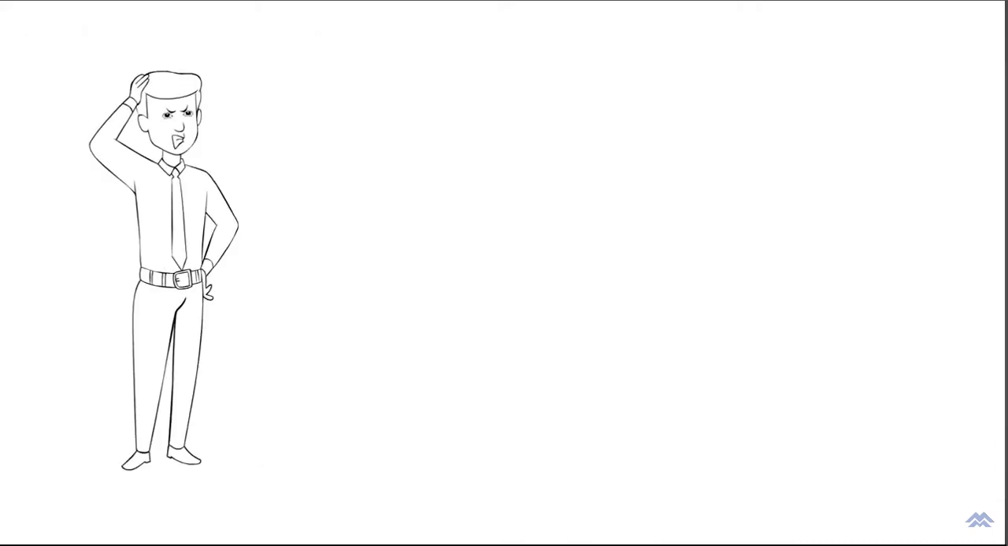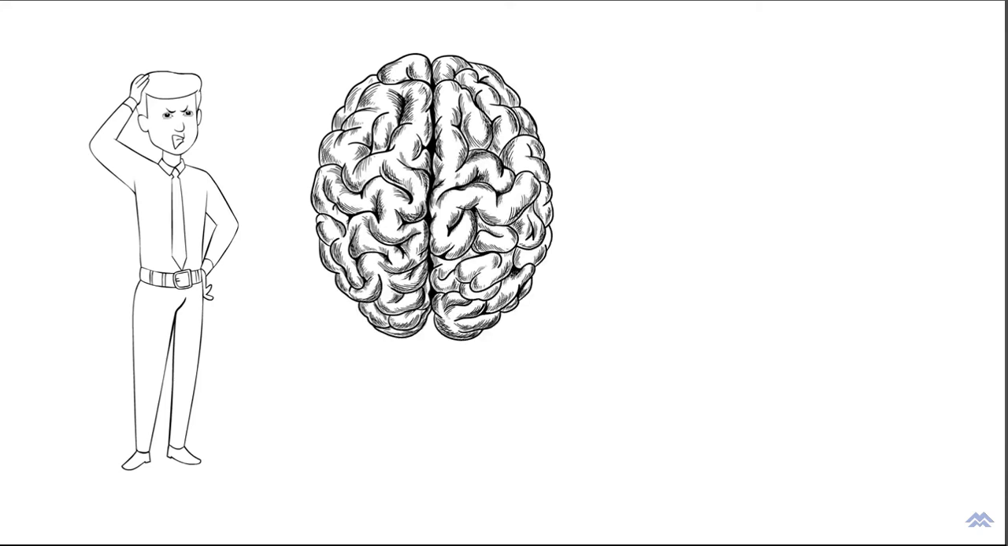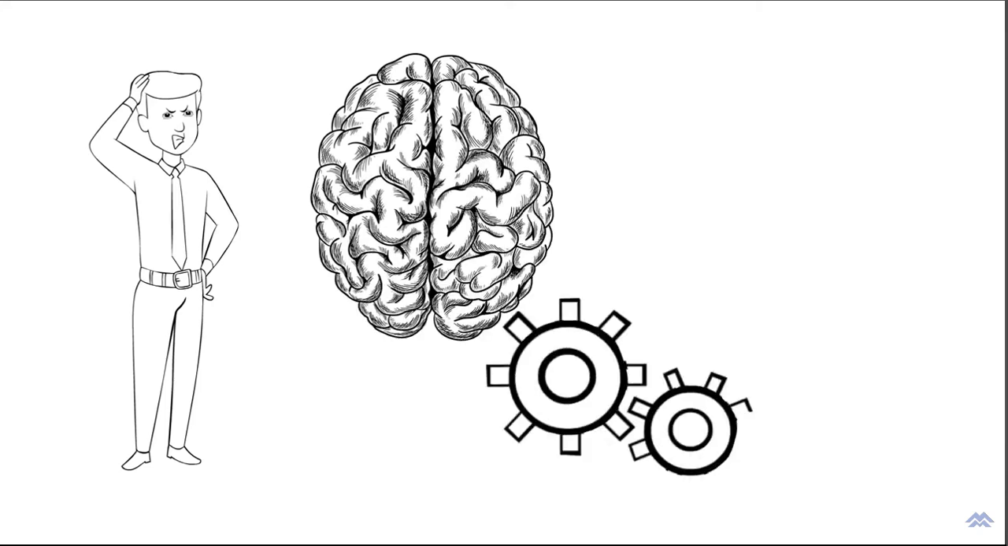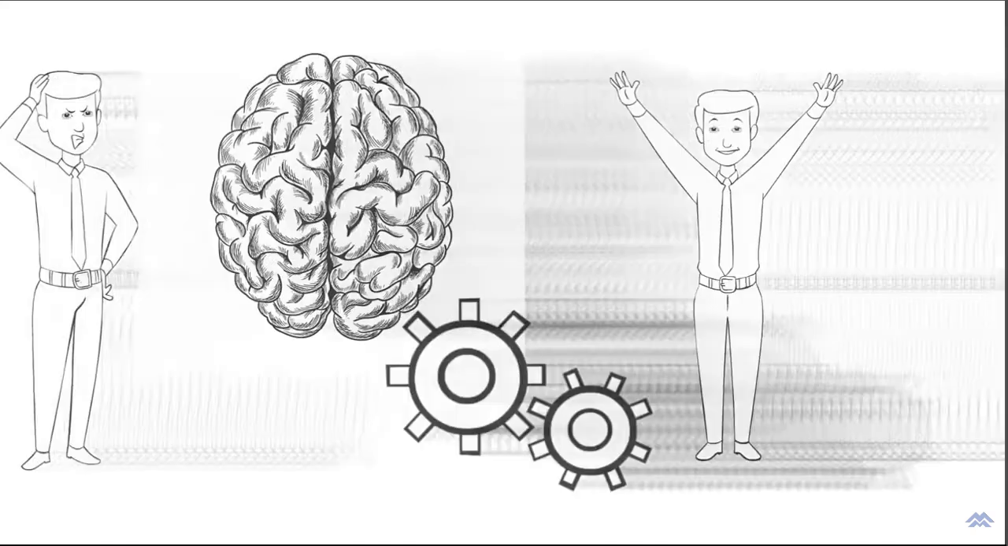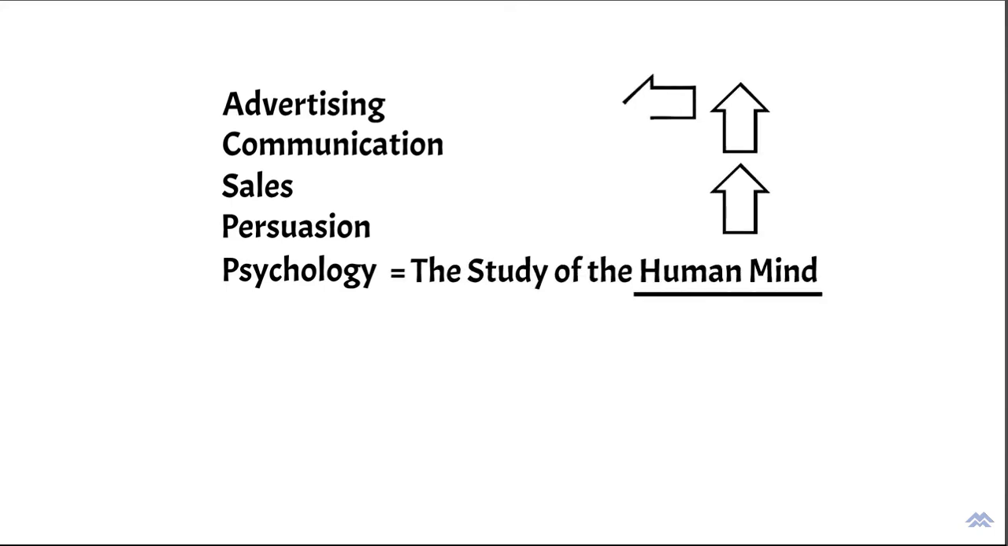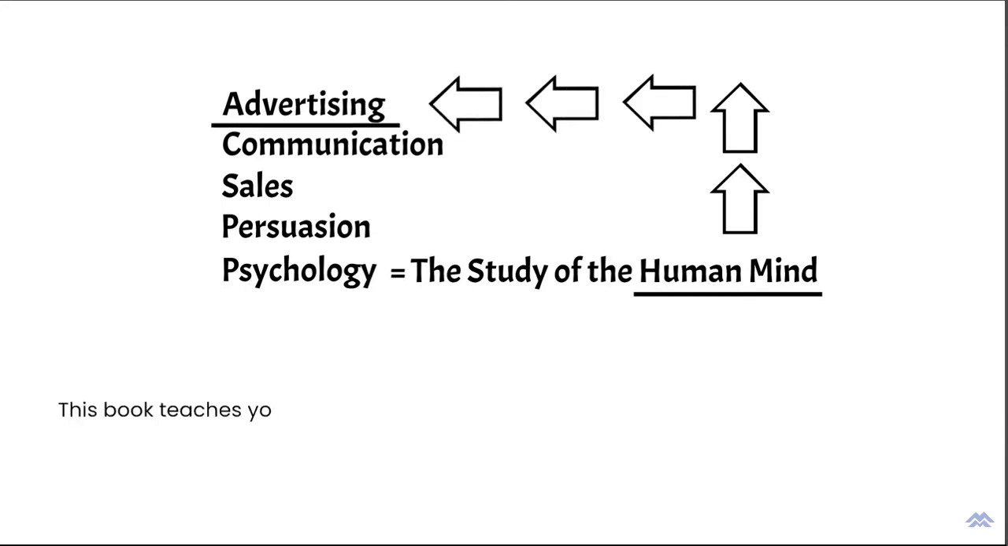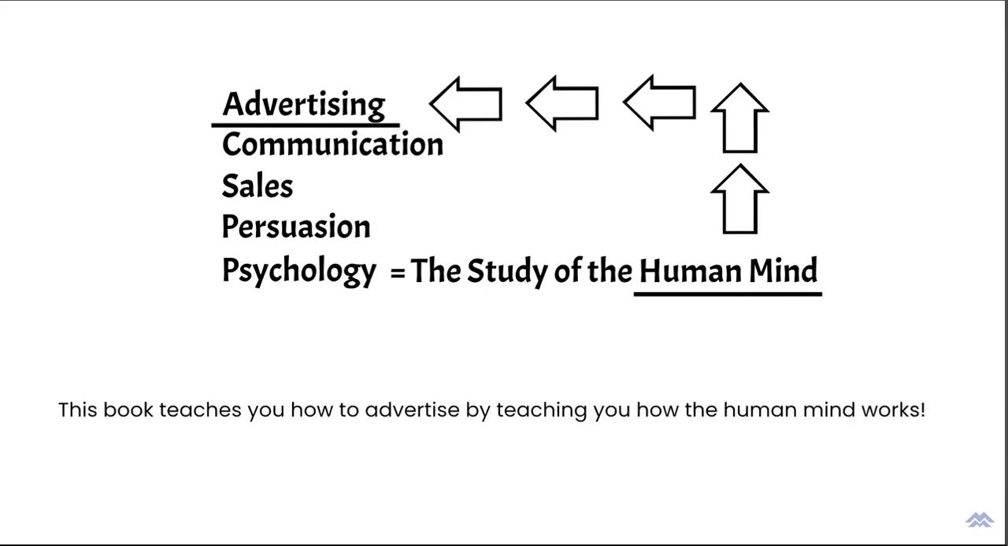So then how do you sell your product or service to people? How do you persuade them? It really isn't that hard if you know human psychology and how the human mind works. According to some deductive logic, Drew illustrates, advertising is a subset of communication, sales is a subset of advertising, persuasion is a subset of sales, psychology is a subset of persuasion, and psychology is the study of the human mind. Therefore, one can deduce that if you know how the human mind works, then you know how to advertise. So, this book teaches you how to advertise by teaching you about how the human mind works.